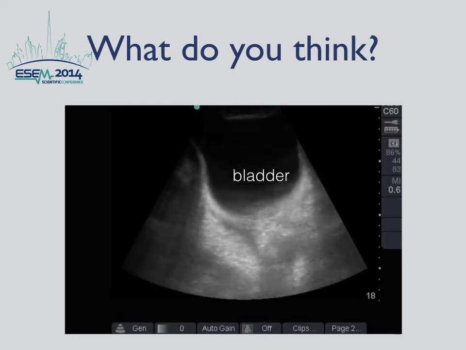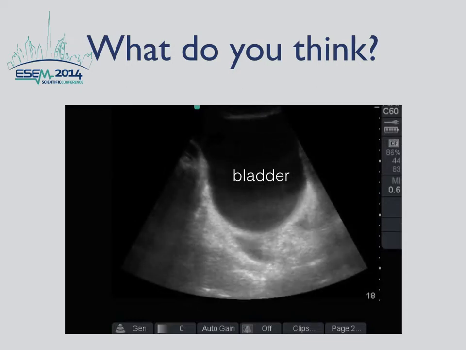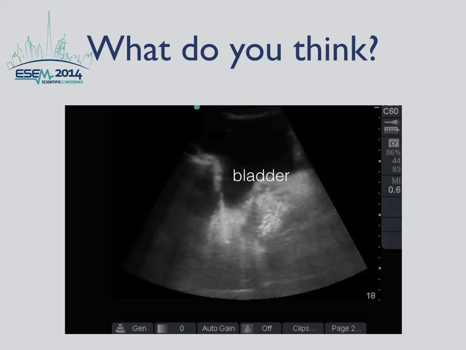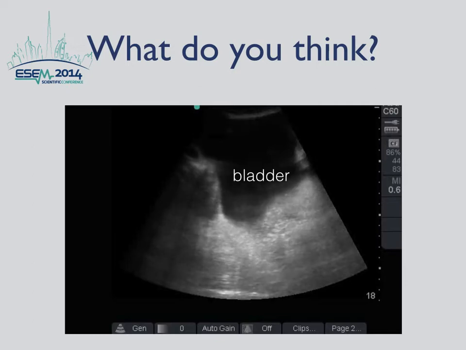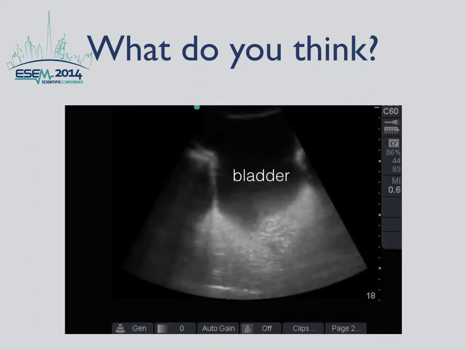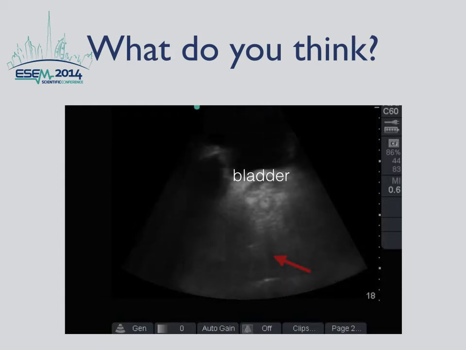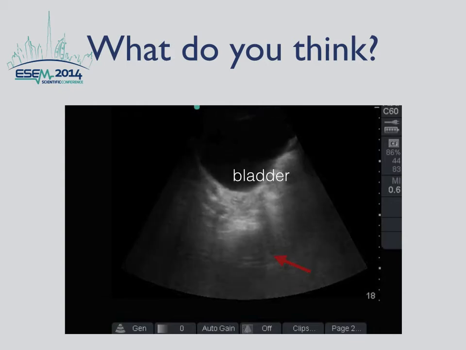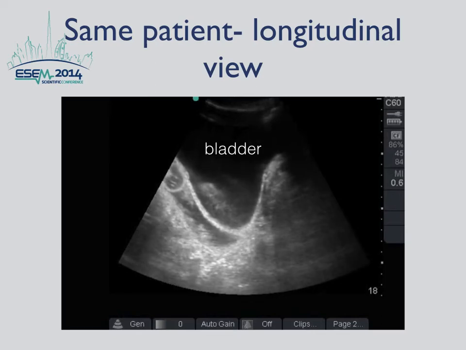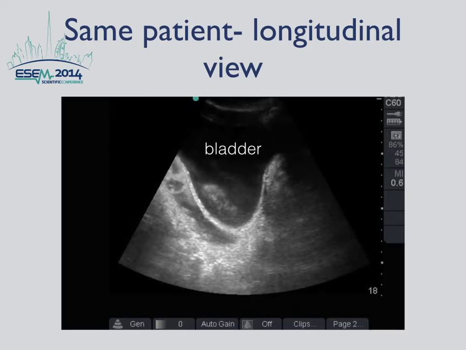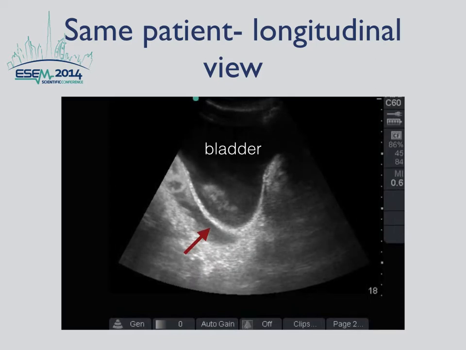How about this patient? What do you think of this image? This is a transverse view where you can see the bladder is very, very distended, and you might not appreciate it very well, but there is a small amount of free fluid there, demonstrated by the red arrow. This is the same patient, but with a longitudinal view. Here you can clearly see easily the free fluid behind the bladder.